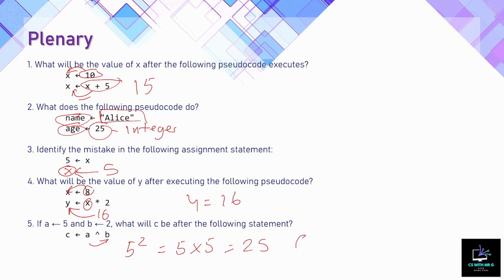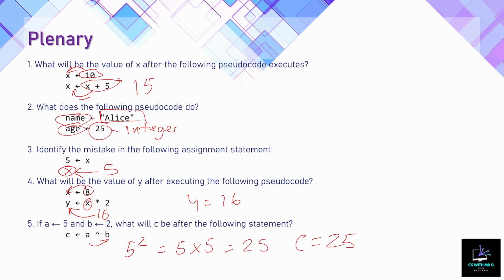So c contains 25. And that concludes our first lesson on pseudocode, where we have covered the assignment statements, the operators, and the terms input and output when it comes to inputting data into a variable. So as always, I hope you've managed to follow along.